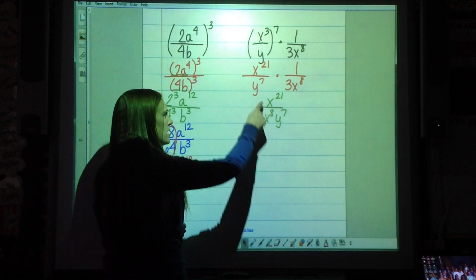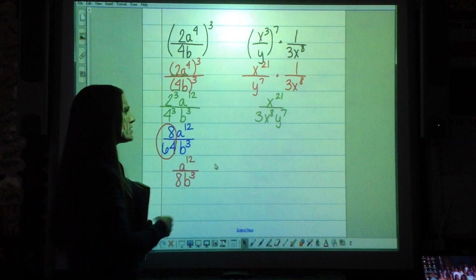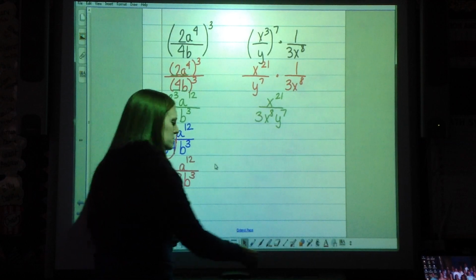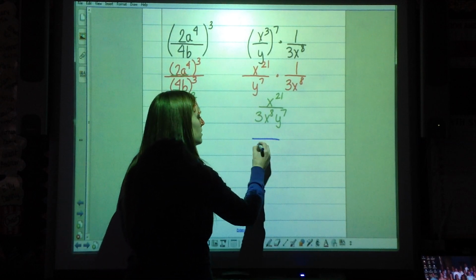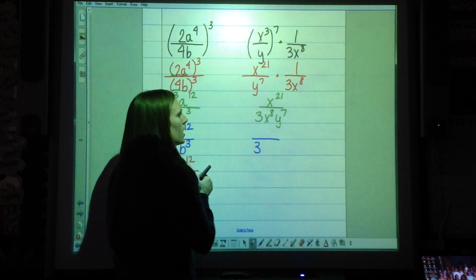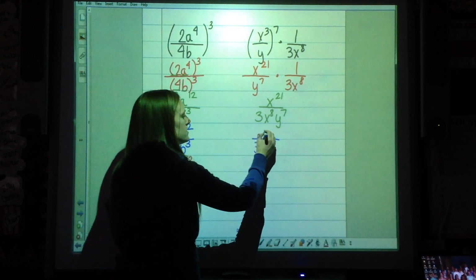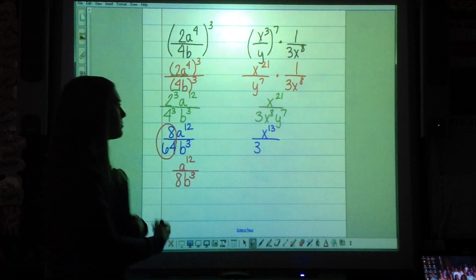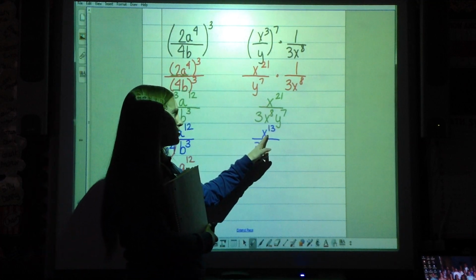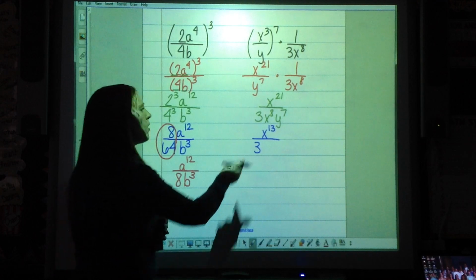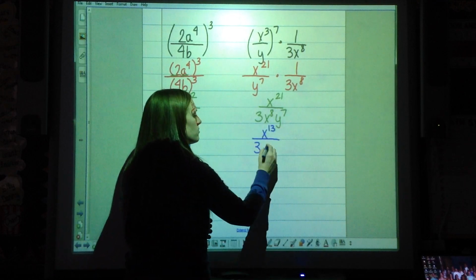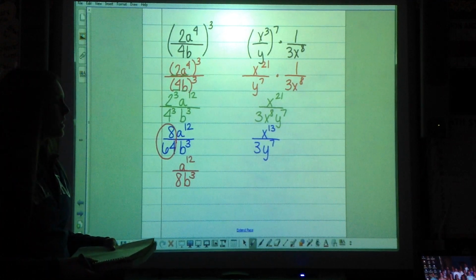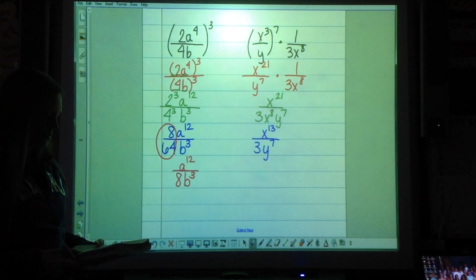Here I see that this has 1 over 3. I can't reduce this. Then I look at the x's. Because they have the same bases, we can subtract them. 21 minus 8. Because there are more x's in the numerator, this stays in the numerator. And then y has nothing in the numerator, so that just stays. And that's as far as you can go.